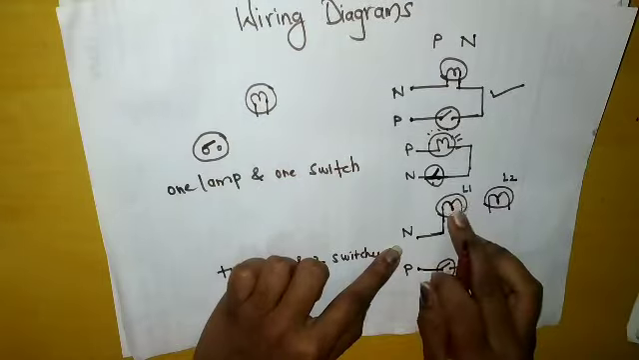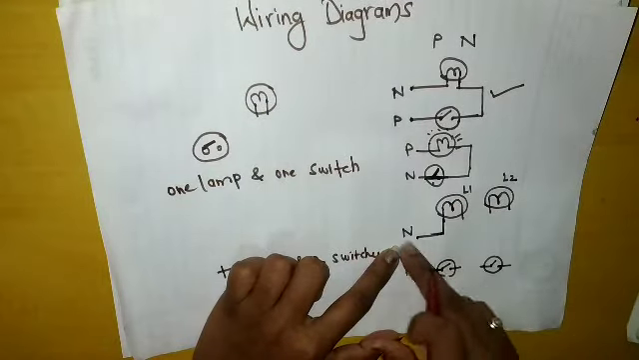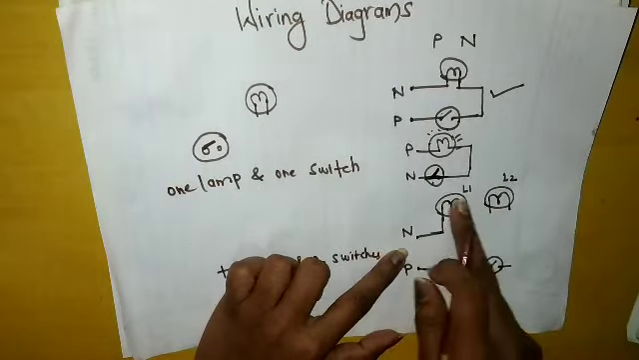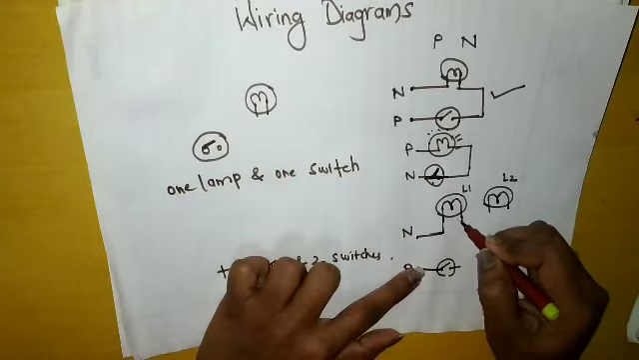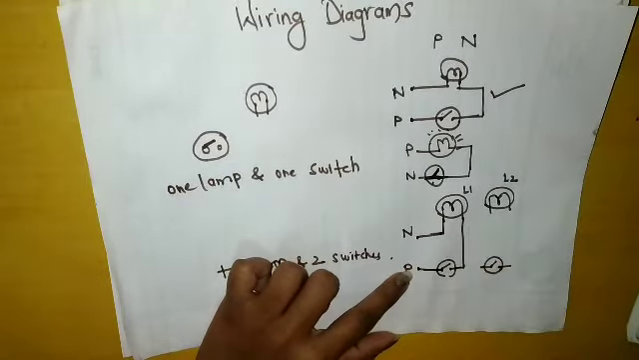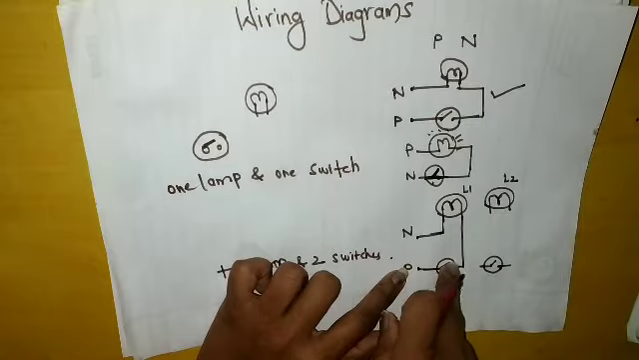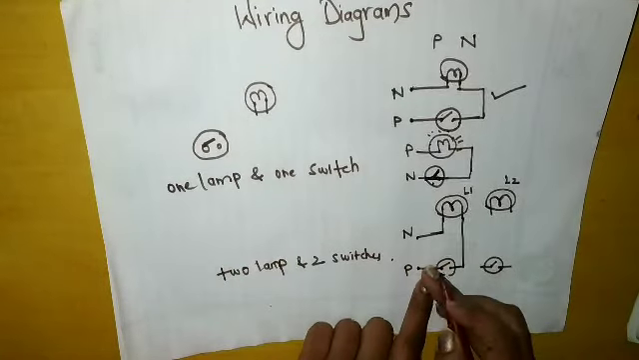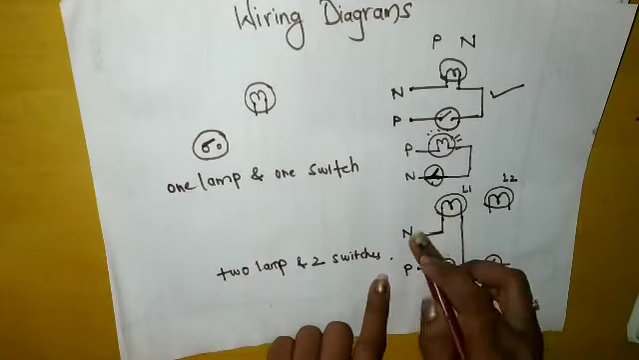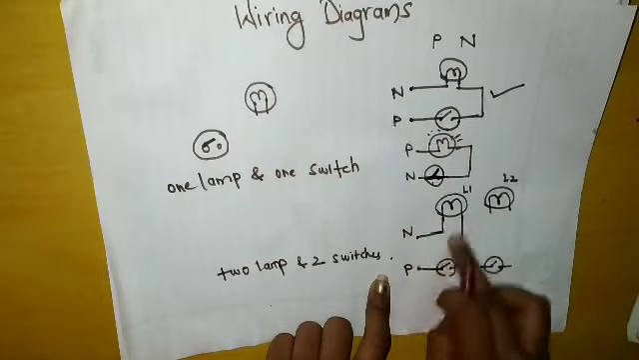Now to glow this bulb, what we require, phase and neutral we have given, but circuit is not completed. So this will come here. Now here whenever we turn on this switch, then what will happen, this current will flow and it will get phase and neutral, right? So this bulb will glow.